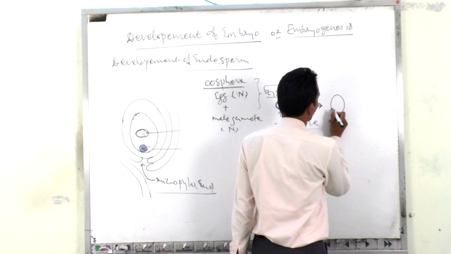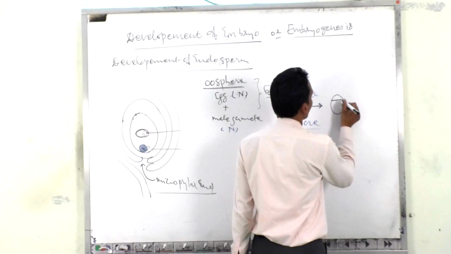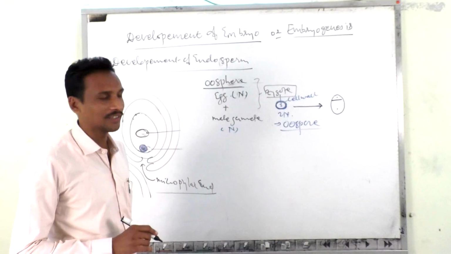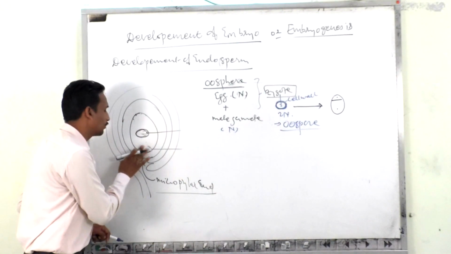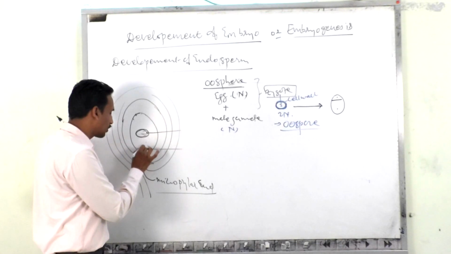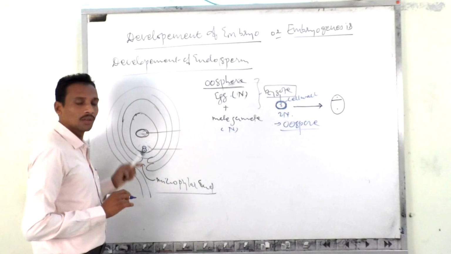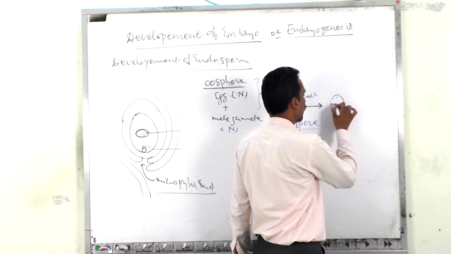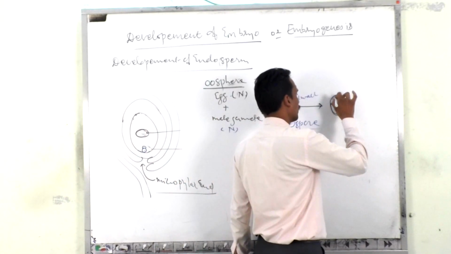This one is nothing but the two unequal cells which have been produced there. Two unequal cells, a two celled embryo is there. So here too a two celled embryo will be formed. The basal cell is the larger cell, and this one is nothing but the two unequal cells which have been produced.